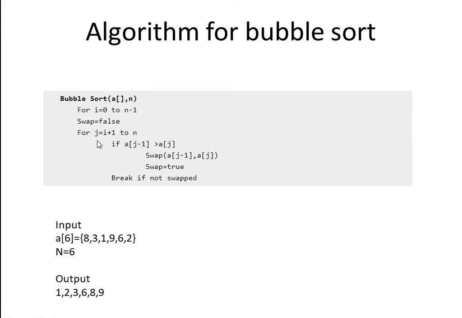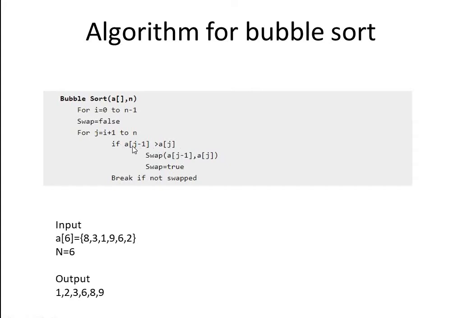Inside this loop, an if statement is used to compare the adjacent elements, that is, comparing a of j minus 1 and a of j. What is a of j minus 1? Here j was initially 1, so a of j minus 1 means a of 0, the base element of the array. So it is comparing the first element of the array and the second element of the array.